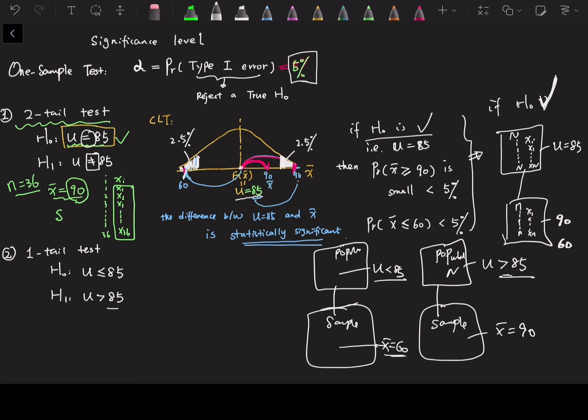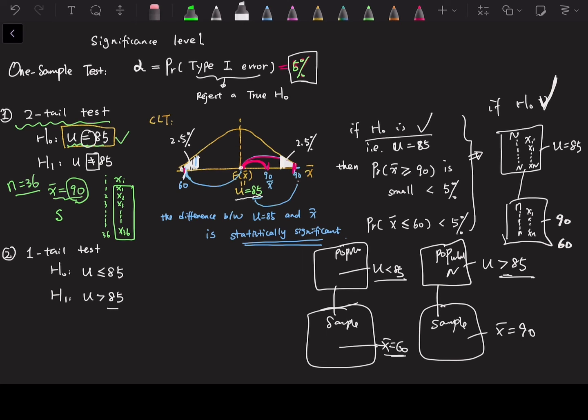Okay, so the logic of hypothesis testing is just that we assume the null hypothesis is true, and then we calculate the probability that we will observe a sample mean as extreme as or more extreme than the computed sample mean. If this probability is small, but how do we know it's small or large? We need a significance level. If this is less than the significance level, then we say it's very unlikely to observe this sample mean. So that means this sample data 90 does not support that the population mean is 85.